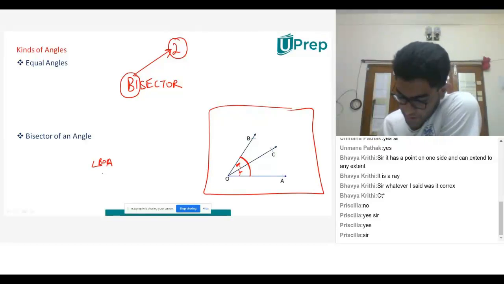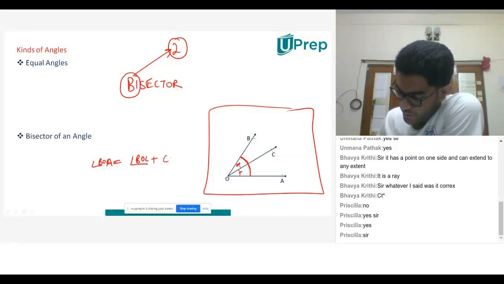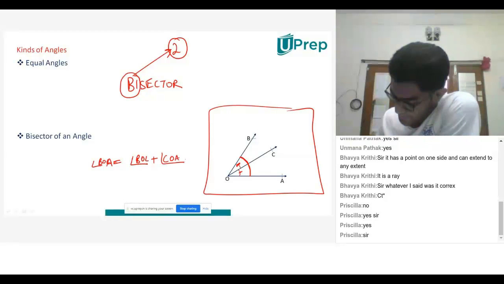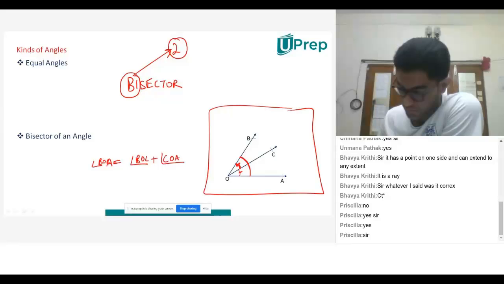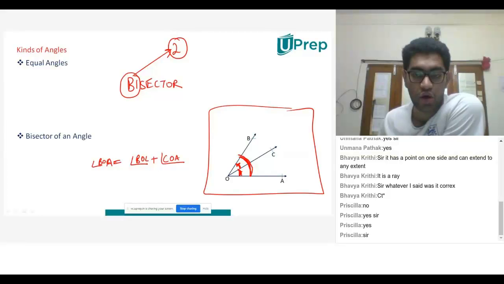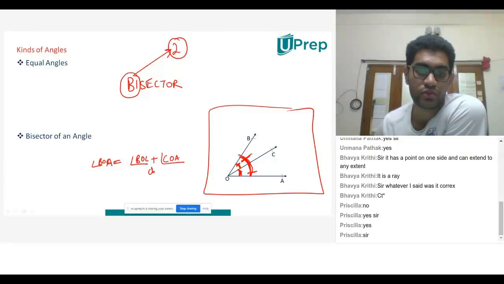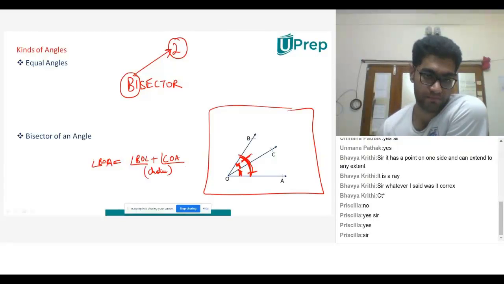Now what happened? BOA became angle BOC and angle COA. You guys agree? This choto angle and this choto angle together made this bigger angle. Or when I broke up this bigger angle into two equal halves, I got two choto angles. You guys agree with me? Yes. Are we very clear?